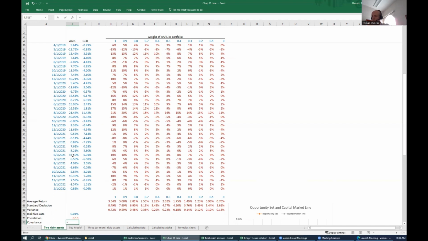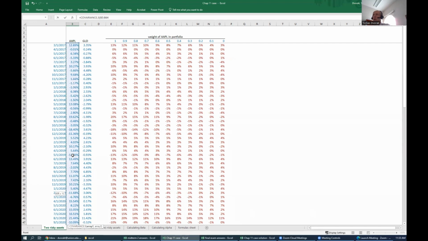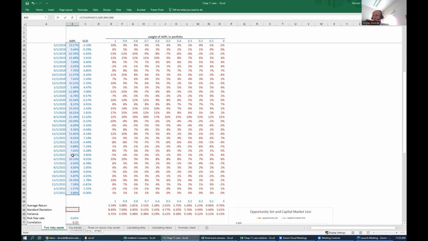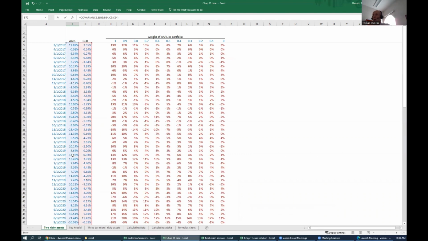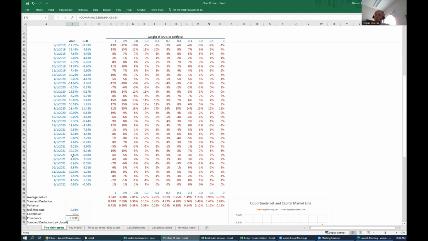What is the covariance? We can actually calculate it different ways, but sure, let's do it first this way. Covariance, we're going to use the sample formula. And again, we're going to take this range, comma, and this range, comma, and hit enter. So the covariance is 0.0003.